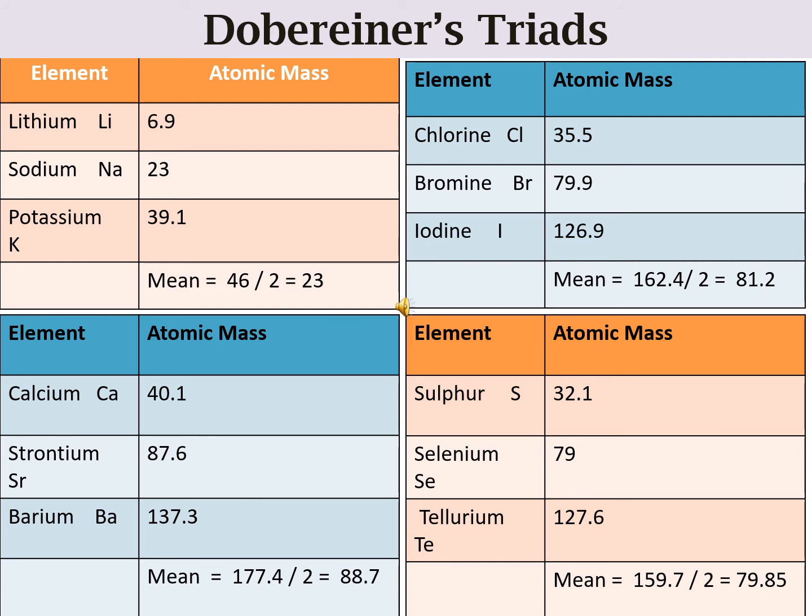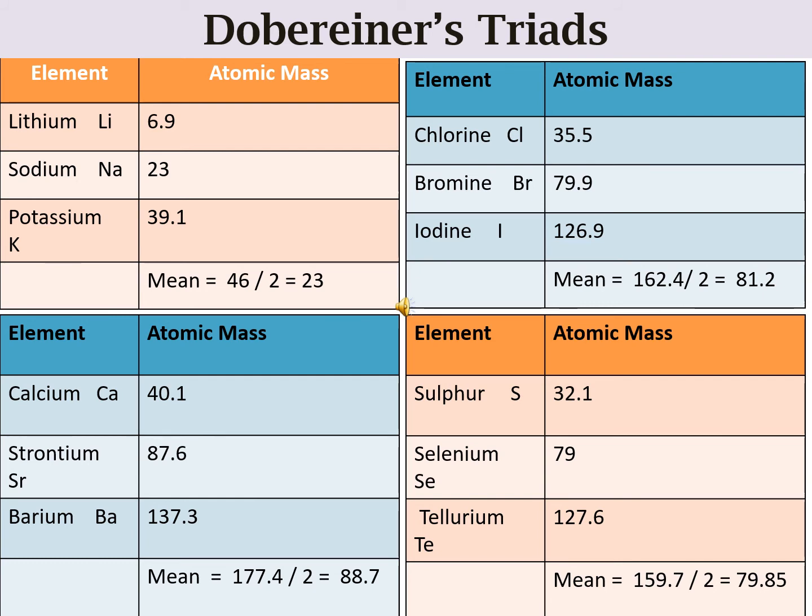Coming to the fourth triad, that is sulfur, selenium and tellurium. Now here we find that the atomic mass is 32.1 for sulfur, 127.6 for tellurium, and if we take the mean, you find that it comes out to be 159.7 divided by 2, that is 79.85, and actually it is 79. So also this difference can be ignored, and we can have sulfur, selenium and tellurium also as a Dobereiner triad.